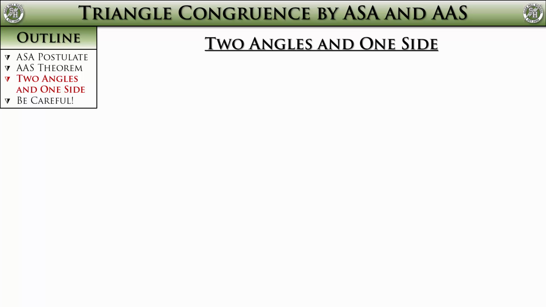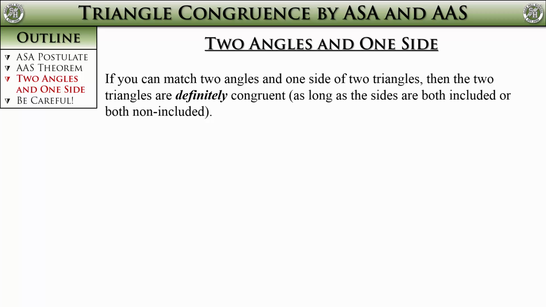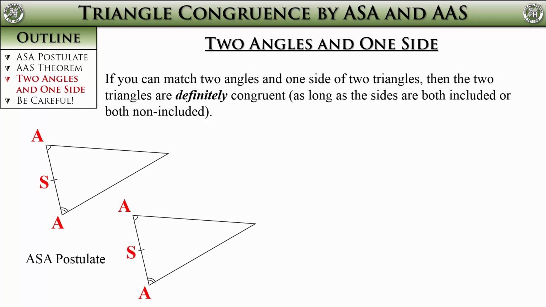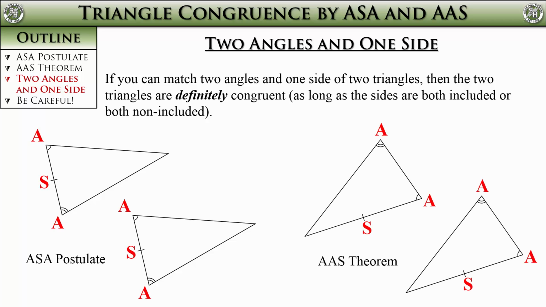Together, the ASA postulate and AAS theorem give you complete coverage for two angles and one side. If you can match two angles and one side of two triangles, then the two triangles are definitely congruent as long as the sides are both included or both non-included. The trick is why, and it all comes down to the location of the side. If the matching sides are both included sides, then the reason is the ASA postulate. If the congruent side is one of the non-included sides, then the reason is the AAS theorem. Either non-included side is fine. It's as simple as that.